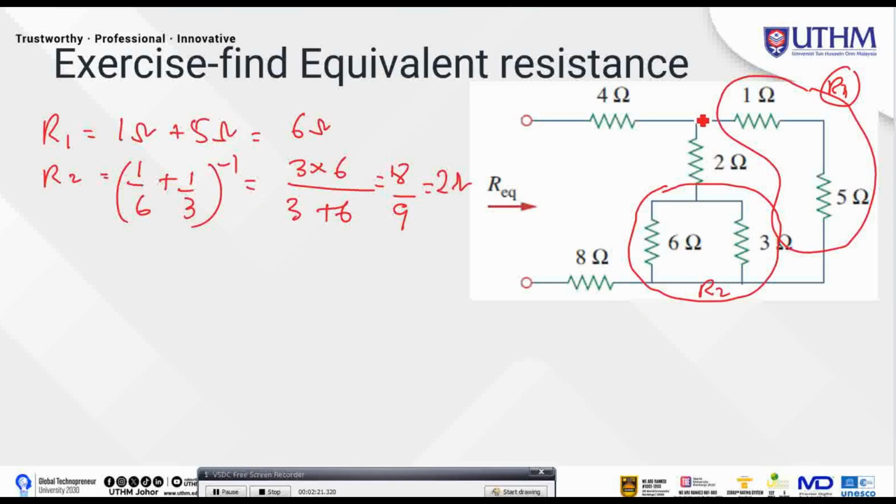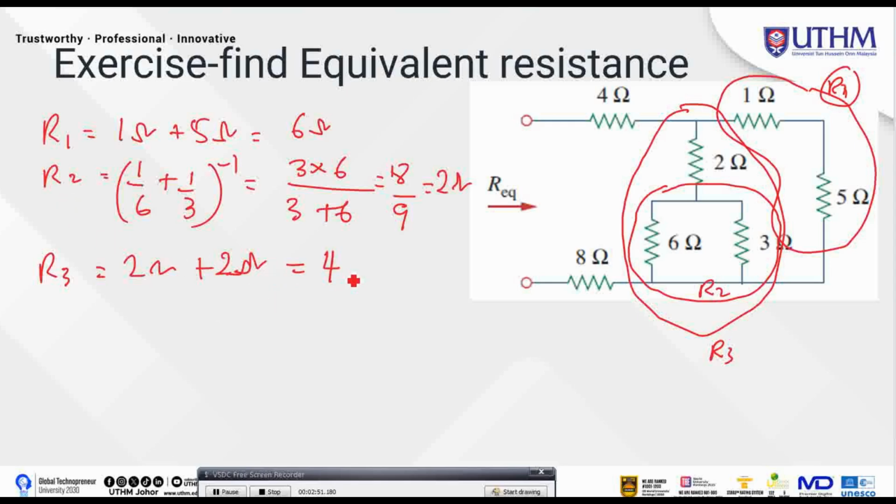So now we can do this combination between the 2 ohm resistor and the 2 ohm resistor in R2. Let's say this one is R3. R3 is a 2 ohm resistor connected in series with the other 2 ohm resistor that we already solved before. So this will be 4 ohm.